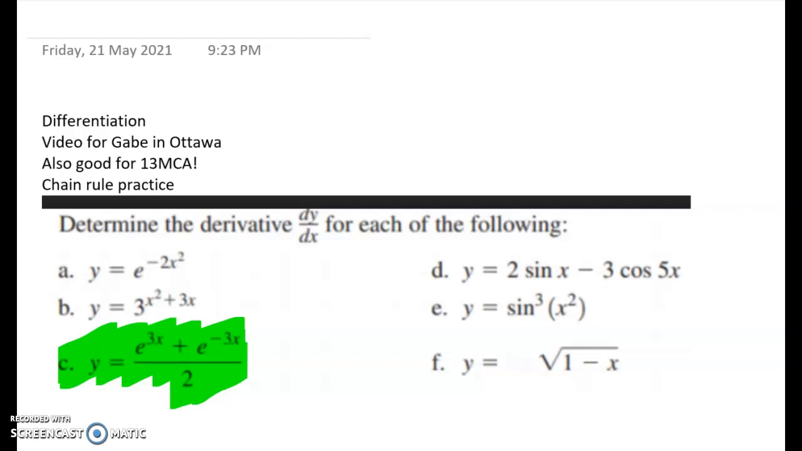So C, I think, is a pretty straightforward one once you remember how to differentiate exponentials. E is a chain rule, but it's a kind of double chain rule. So I'm going to look at those ones first. And if you're in my class, the one that's probably making you hesitate is this one here, which I will go through after I've done the two green ones.